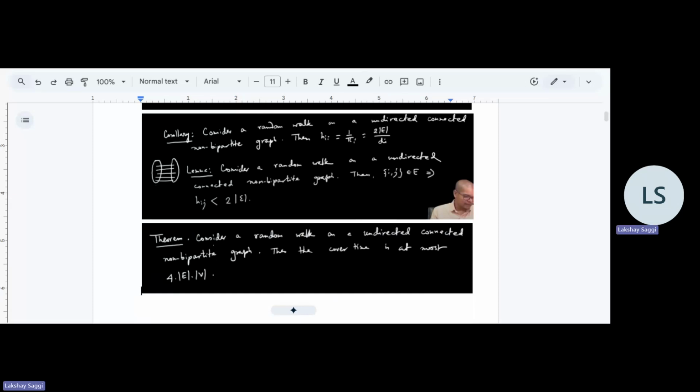And since between any pair of vertices, the hitting time is at most twice the number of edges, and the walk length is at most twice the number of vertices, the total cover time is at most twice the number of edges times twice the number of vertices, which is just 4 times the number of edges times the number of vertices. So I'm just revising the proof on a very high level, but you can look into it if you want to go into detail.